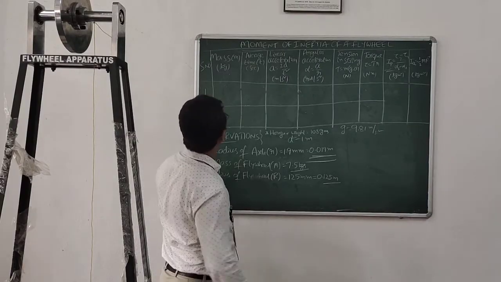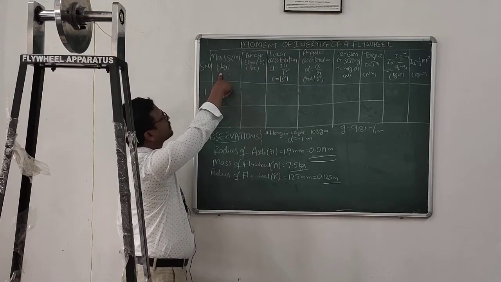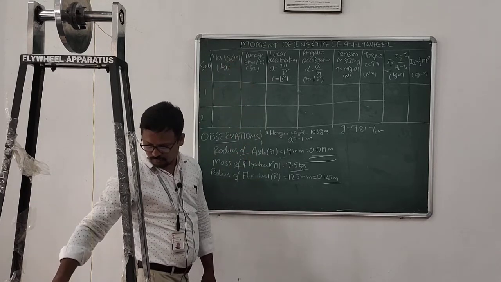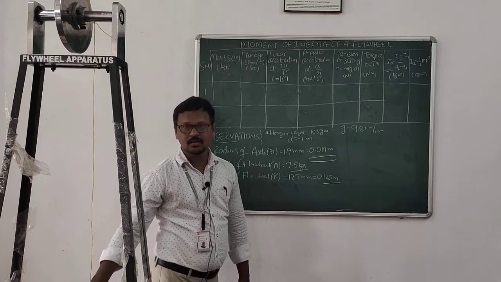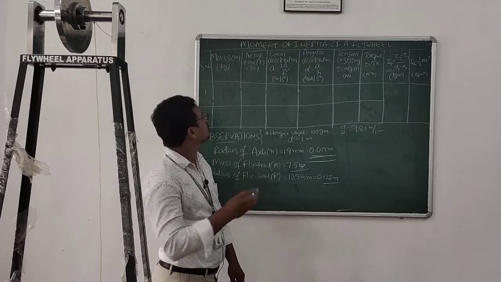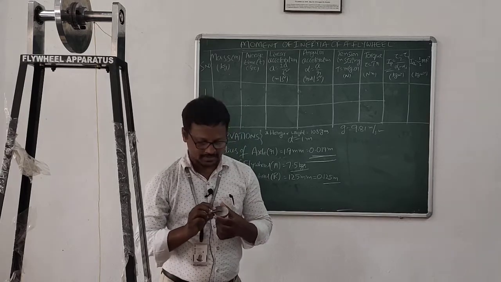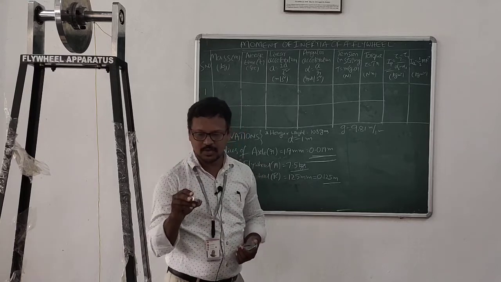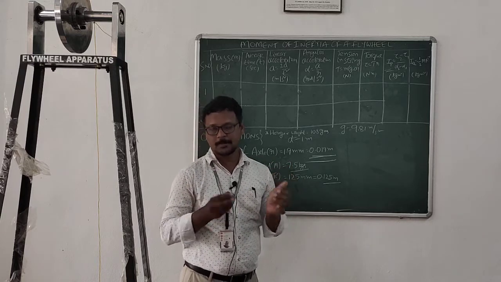Now I am going to explain the tabular form. So this is the tabular form. Here we can see mass, denoted by small m, with units in kg. We attach these slotted weights to the hanger, as I showed you earlier, and we note down the mass of the slotted weight. Here the mass of this slotted weight is 230 grams, and this one is 100 grams. In this experiment we are using these two slotted weights.